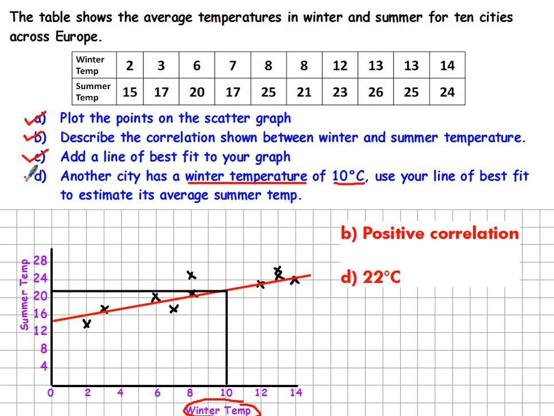So there we have it. We've done our final thing. So thinking again, what are you going to have to do with scatter graphs? Potentially plot some points, potentially describe a correlation, adding lines of best fit, and then using your lines of best fit by drawing on the graph to read from the graph from one scale to the other.